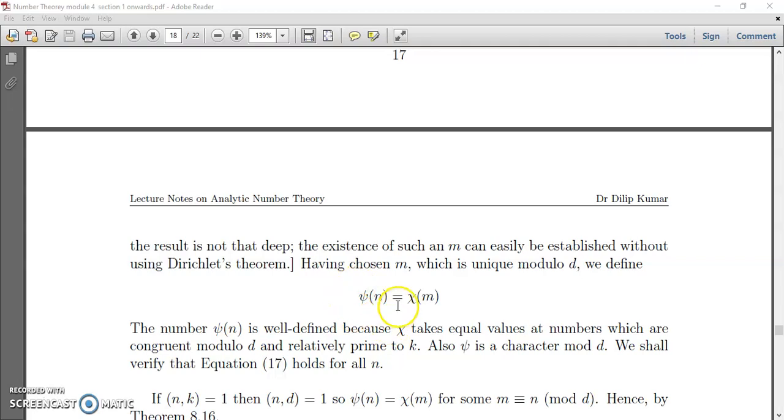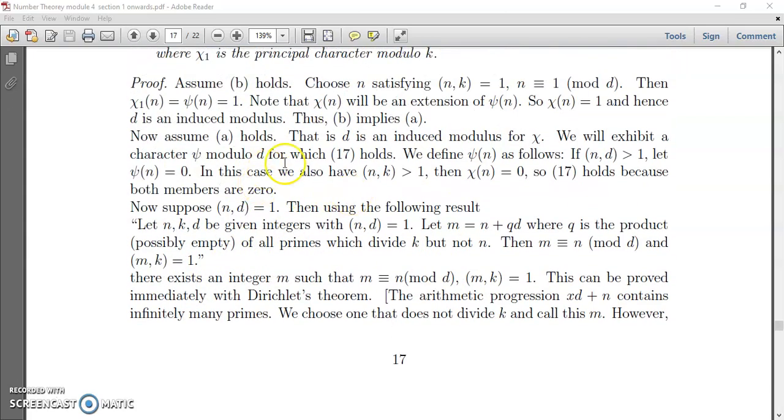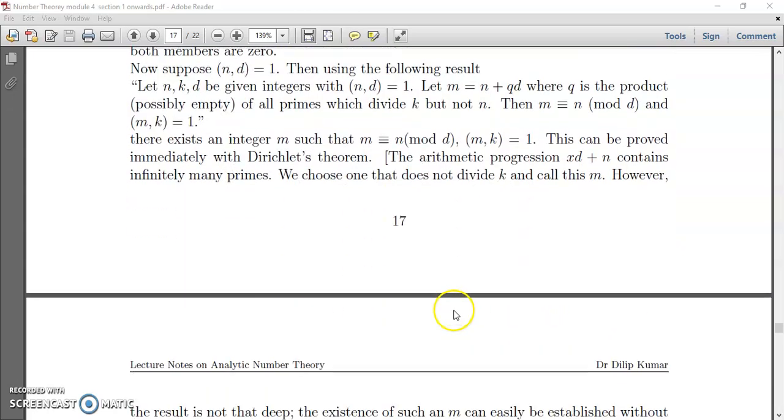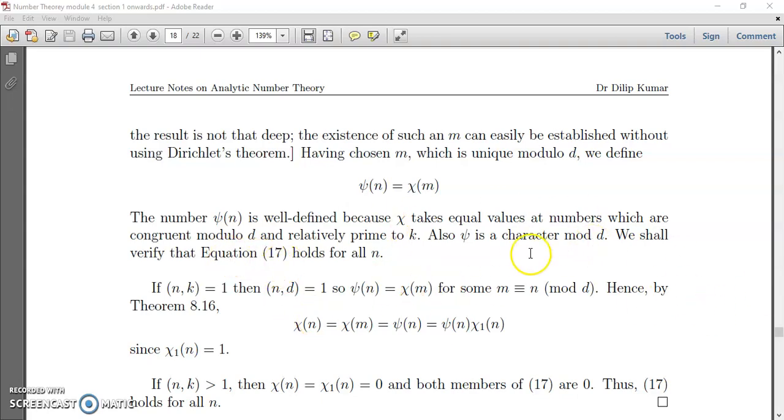So we can now define psi of n is equal to chi of m. For that m, psi of n is chi of m. Now clearly this psi of n is well defined, because chi takes equal values at numbers which are congruent modulo d. That is, chi of m is a periodic function. Since we have assumed that d is an induced modulus for chi, chi will repeat at each term congruent modulo d. So that term is well defined. Also chi is a character modulo d, which we have seen in the example.